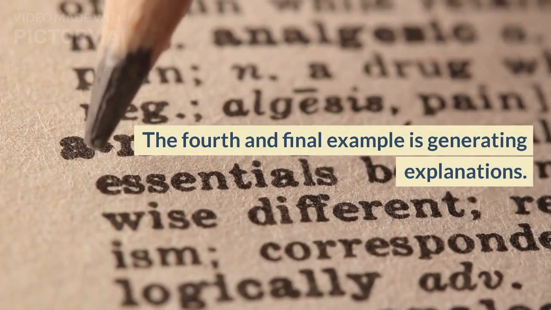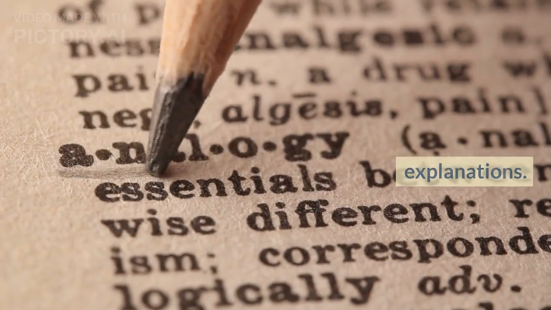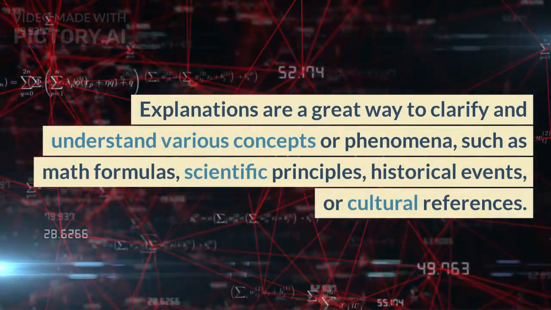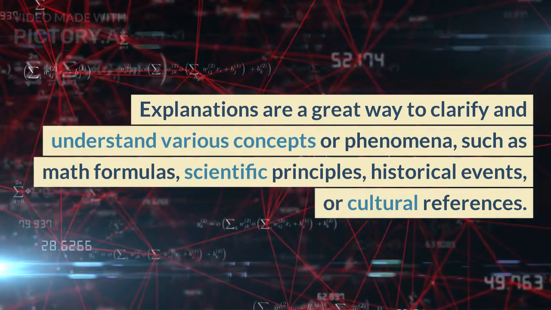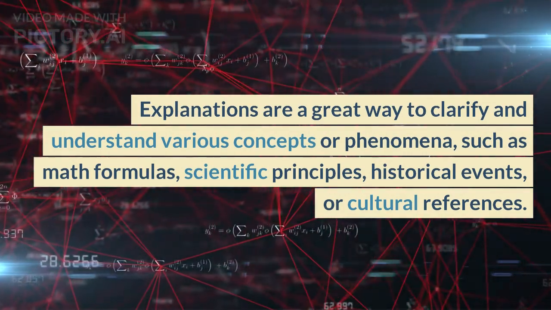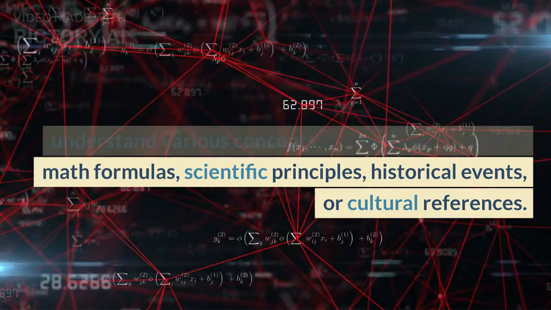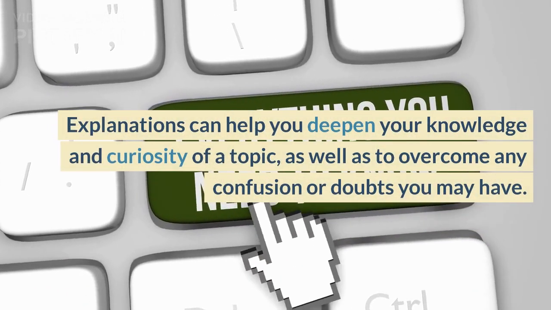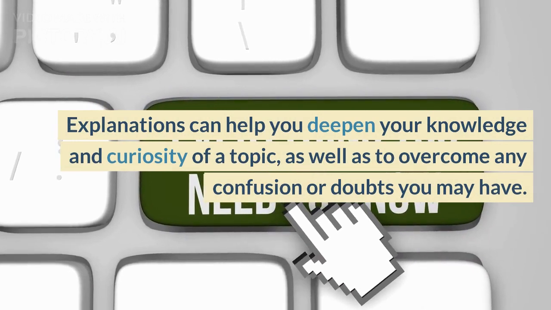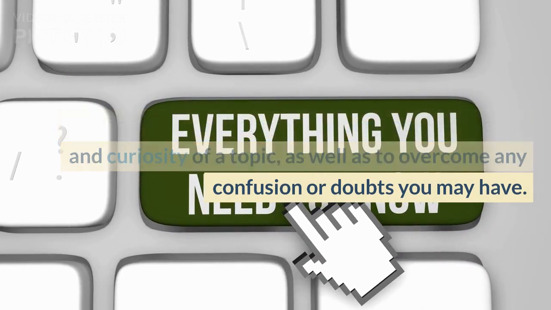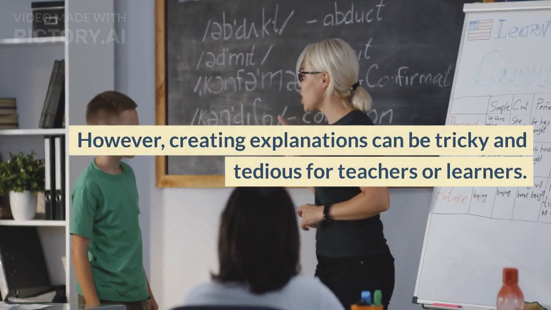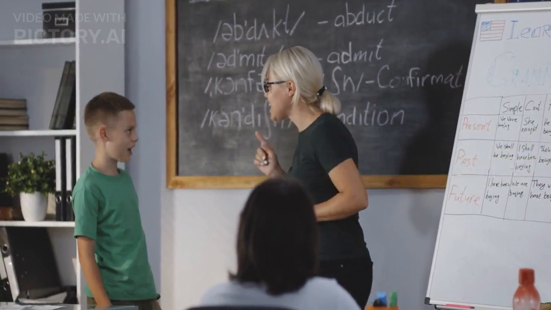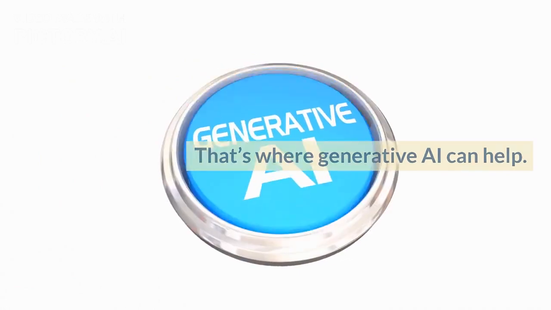The fourth and final example is generating explanations. Explanations are a great way to clarify and understand various concepts or phenomena, such as math formulas, scientific principles, historical events, or cultural references. Explanations can help you deepen your knowledge and curiosity of a topic, as well as to overcome any confusion or doubts you may have. However, creating explanations can be tricky and tedious for teachers or learners. That's where generative AI can help.